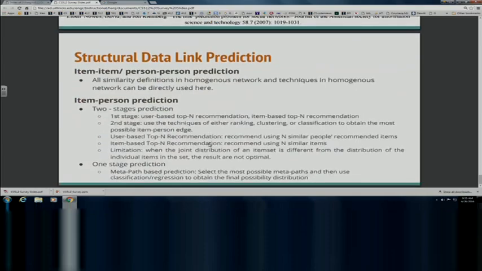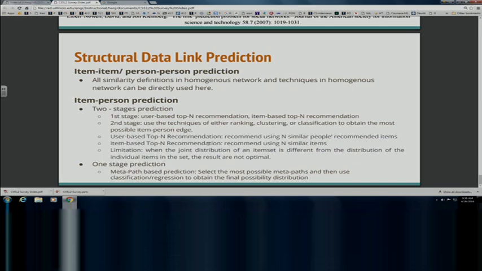So the last one, I'll just talk about structured data link prediction. Link prediction is really popular for structured data. There are two types of prediction. One is atom-atom prediction. We can see that all similarity definitions and techniques in homogeneous networks can be directly used here, just comparing the similarity between atom and atom. The next one is atom-person prediction, which is a different type of prediction, like using an atom to predict a person.